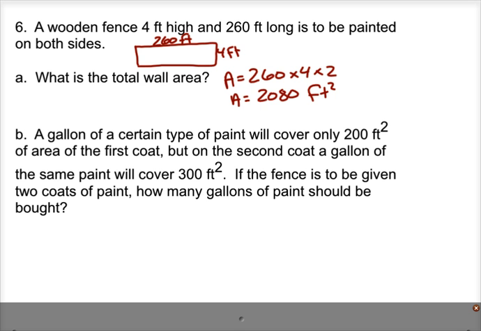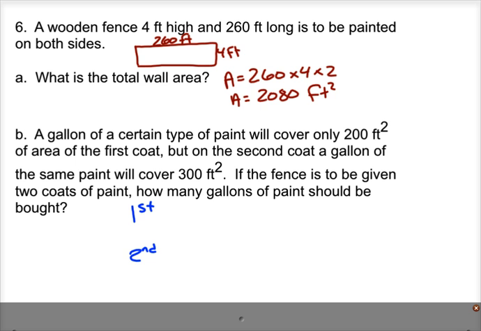Part B. A gallon of a certain type of paint will cover only 200 square feet of area on the first coat, but on the second coat, a gallon of the same paint will cover 300 square feet. If the fence is to be given 2 coats of paint, how many gallons of paint should be bought? All right, so we have the first coat and the second coat. And let's see how much paint it's going to take for the first coat.